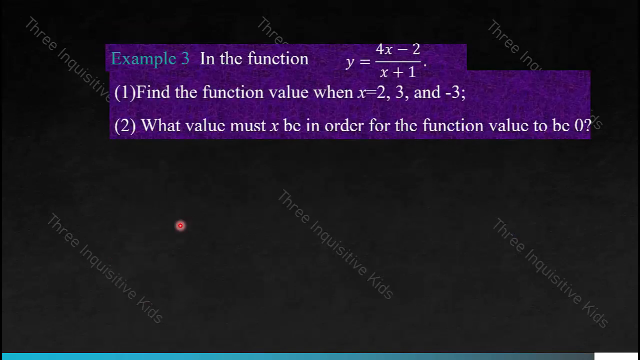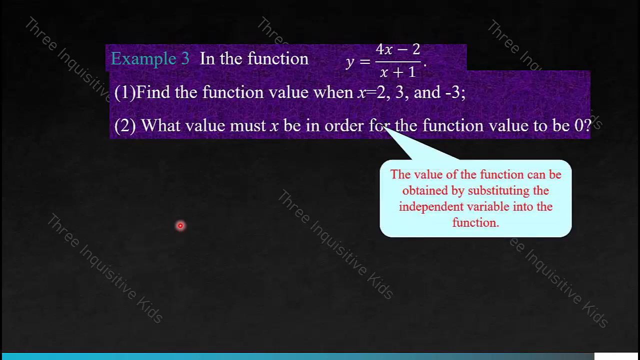Let's do this problem together. In the function y is equal to 4x minus 2 divided by x plus 1, let's first find the function value when x is equal to 2, equal to 3, or equal to -3. The value of the function can be obtained by substituting these values into this function to get that output. So we're substituting, and then we have 2, 5 halves, and 7.